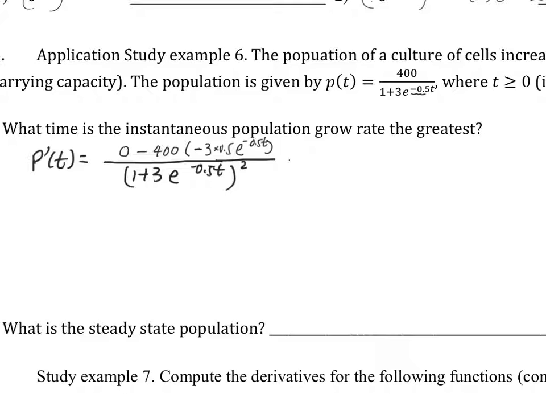Now this is equal to, after the algebra, 0.5 times 400 is 200, 200 times 3 is 600, and the negative sign becomes a positive sign. So it's 600 e to the negative 0.5t. The bottom is 1 plus 3 times e to the negative 0.5t, squared, right? Okay.